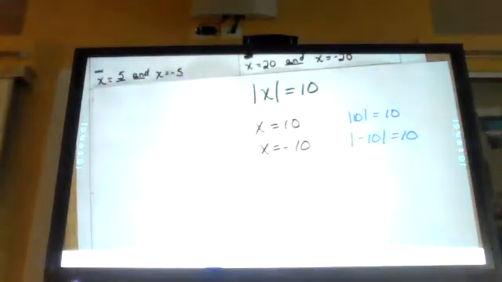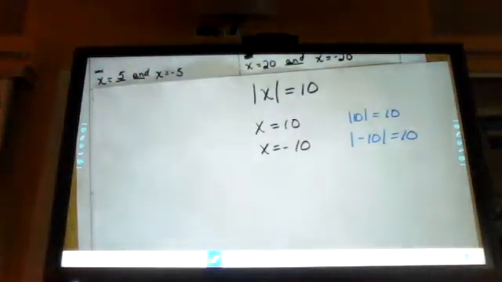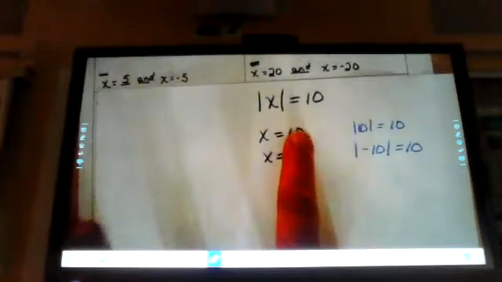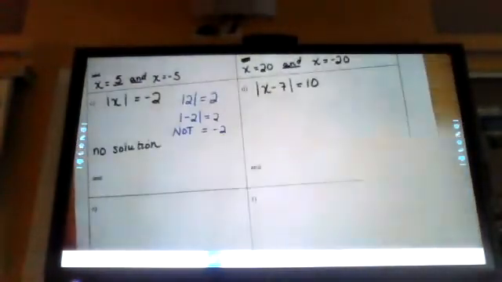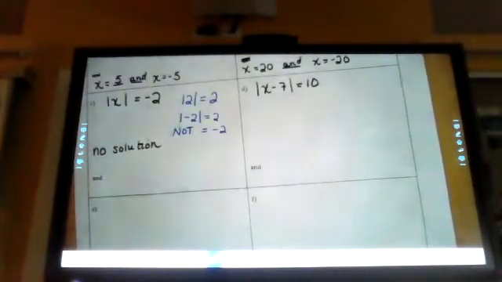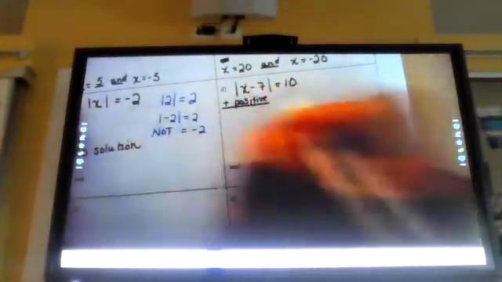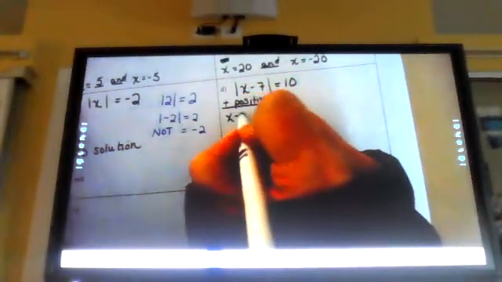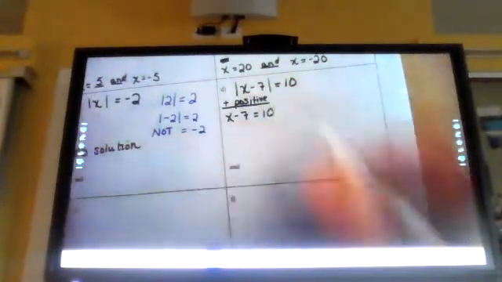And so what you're trying to do is force the inside of the absolute value. It does not matter what's inside of that absolute value. You're trying to force what's on the inside to be 10 or negative 10. And this is where you're going to see me have two different cases. I'm going to call this the positive case. I'm going to set the inside equal to positive 10.